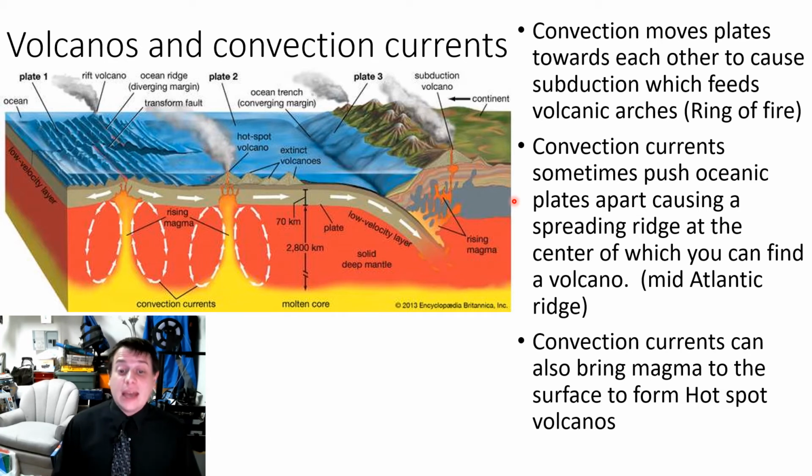And that's how we can get these volcanic arcs that go all the way around the Pacific, where you find volcanoes literally all around the Pacific. That's because that Pacific plate's being squished under all of the continental crust around it.